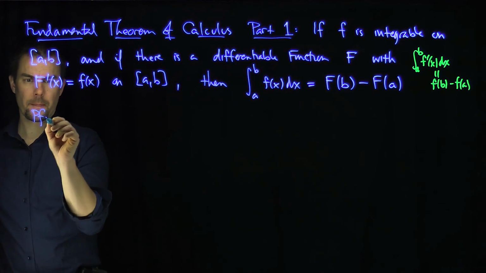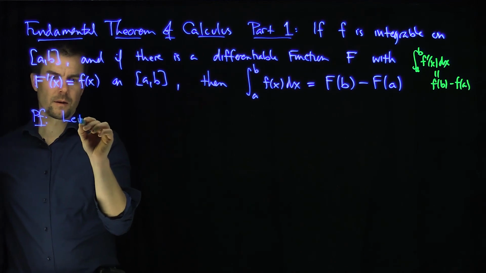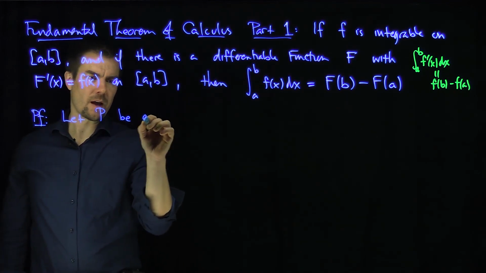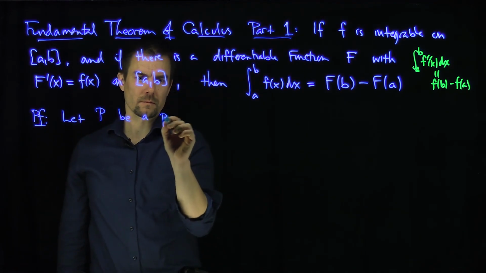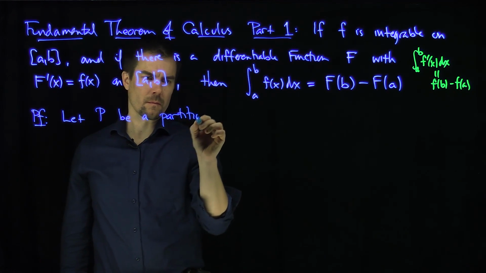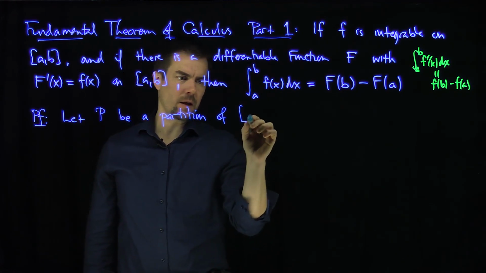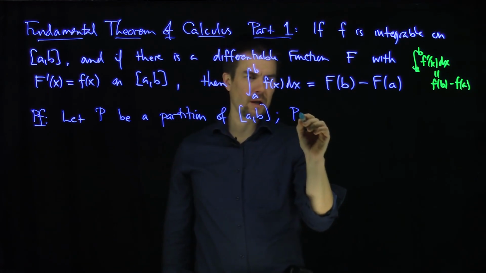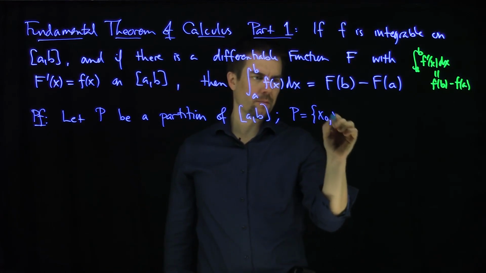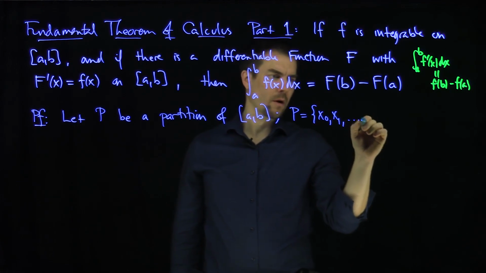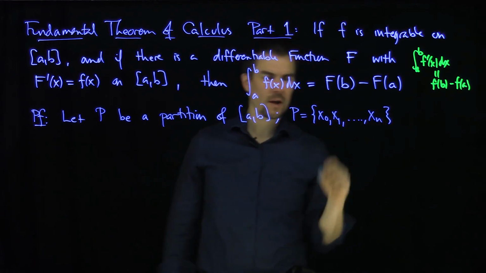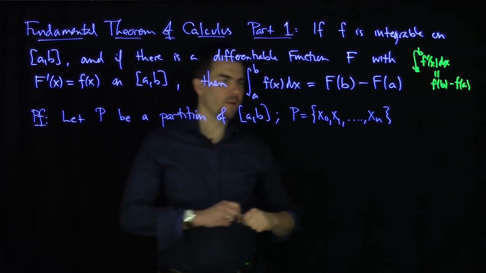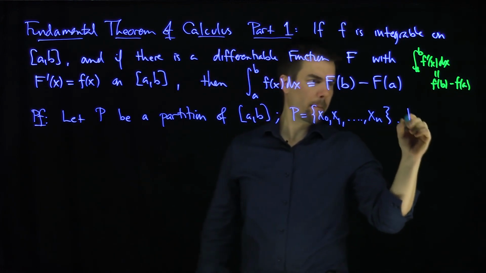Proof. Let P be a partition of [a, b]. In other words, what we know about P is that P is going to be x0, x1, all the way down to xn. And then we can apply the mean value theorem.